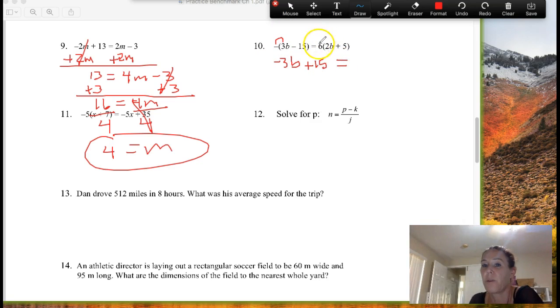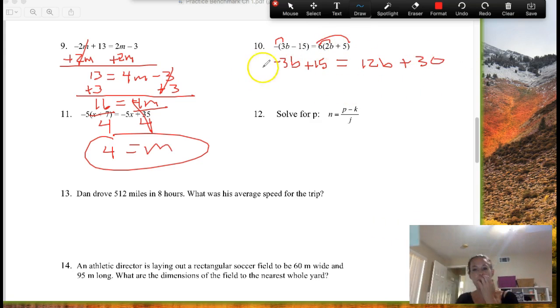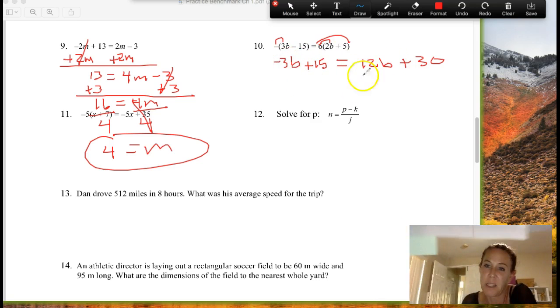Okay. Distribute the 6. 6 times 2b is 12b's. 6 times 5 is positive 30. Now you've done this, you've got to get your b's together and your constants together. So my choice would be to move these b's over here because I like my b's to be positive. So I'm going to add 3 b's to both sides.